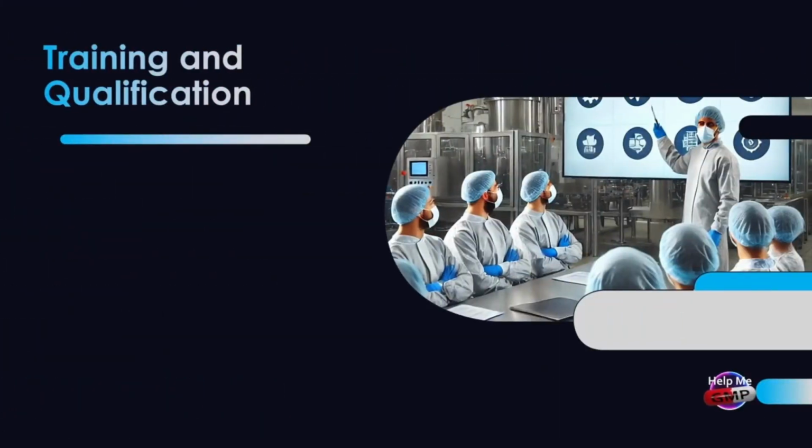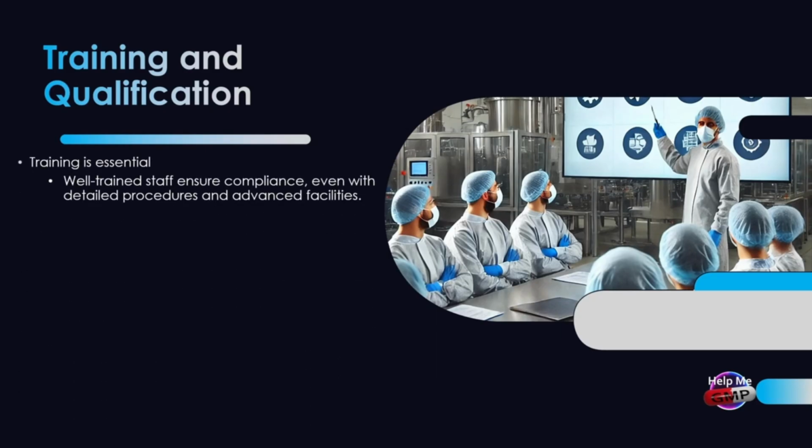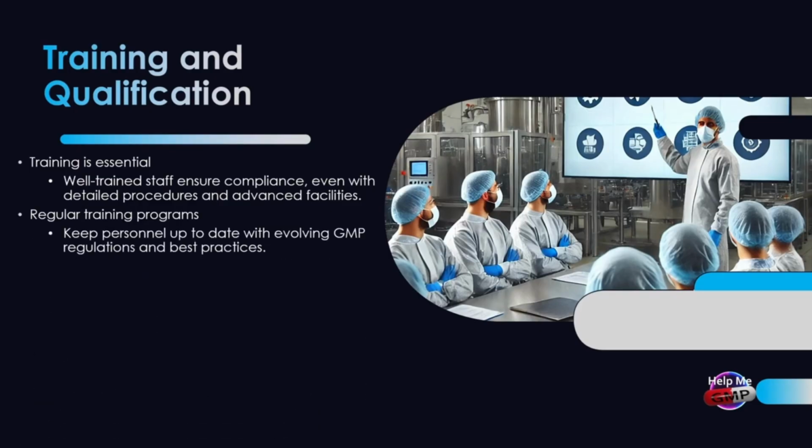Qualified and trained personnel are crucial for implementing GMP effectively. Without well-trained staff, even the most detailed procedures and well-designed facilities cannot ensure compliance. GMP mandates that all personnel be qualified for their roles and regularly trained to stay up to date with evolving regulations and best practices. Regular training programs ensure that staff are familiar with the current GMP expectations and they fully understand the reasoning behind compliance measures.